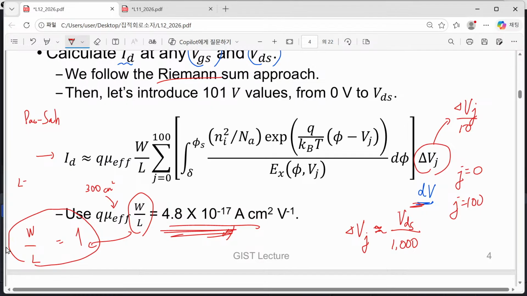Say my L is equal to 10 nanometers and W is equal to 10 nanometers. That gives us W over L equal to 1. With 1 micrometer by 1 micrometer, that will once again give us 1. With 10 by 10, that also gives us W over L equal to 1. So then, what is the exact value used for this W over L ratio?